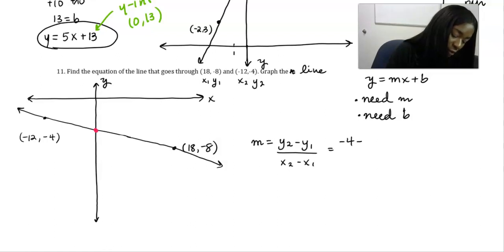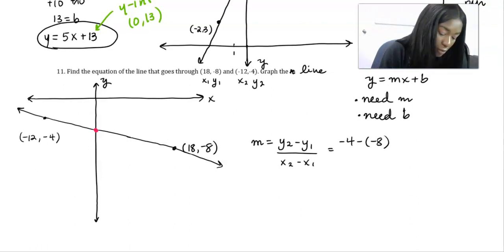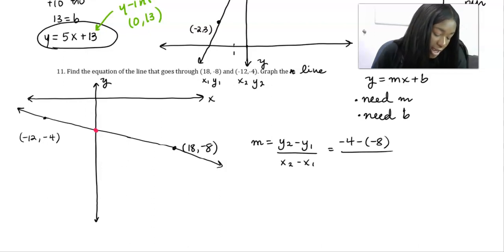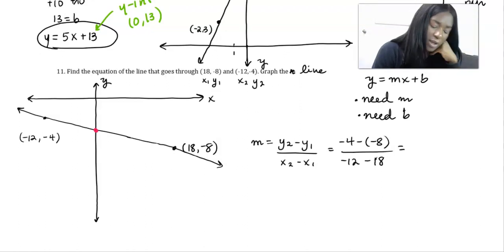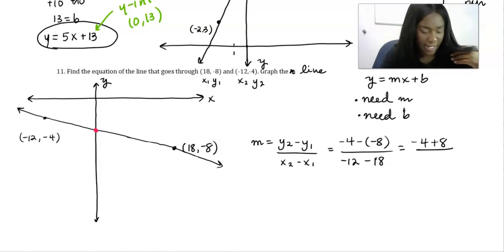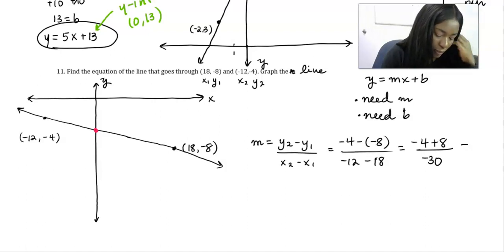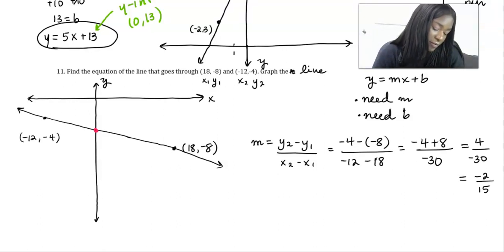y2 is -4, y1 is -8. Be careful with your signs there. I did subtract a -8, so I will eventually turn that into a plus sign. In the denominator, x2 is -12, x1 is 18, so I'm just subtracting an 18. So in the numerator, we have -4 plus 8, which is 4, and in the denominator, -12 minus 18 is -30. So this is simplifying that fraction to -2 over 15. 2 goes into both 4 and 30. So I know what m is.